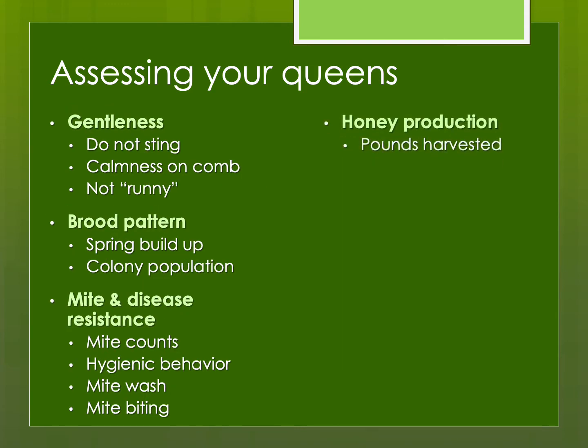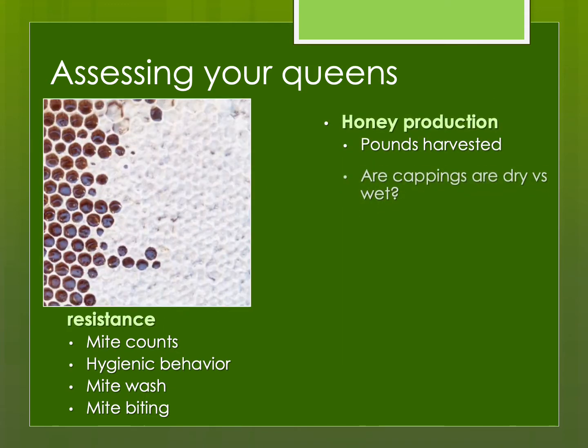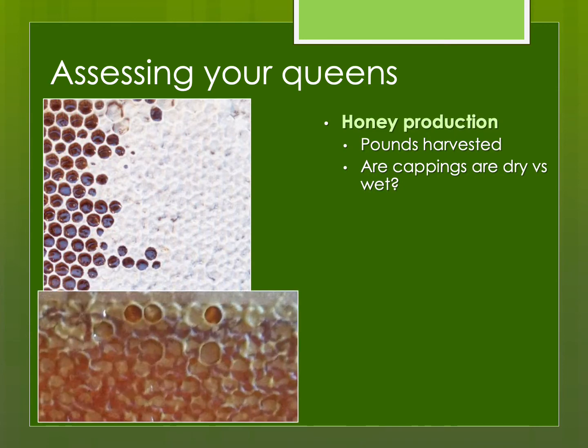There's honey production, how many pounds harvested. Something that we don't select for anymore, but which was important back in the day when comb honey was being produced. What do the combs look like? If we're producing comb honey, dry cappings are more attractive than wet cappings.